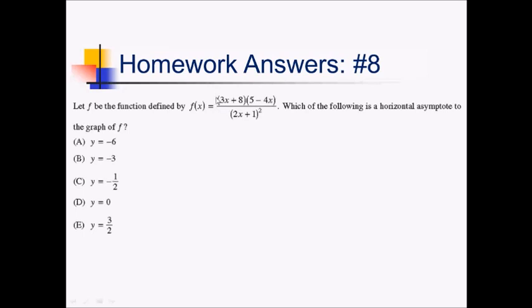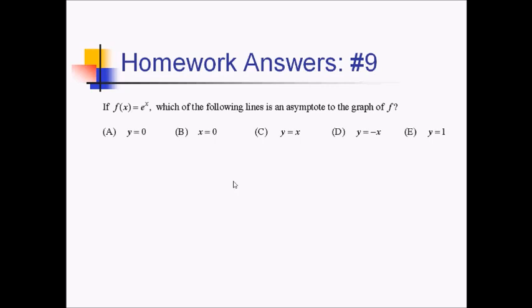Up top, the biggest term is going to be the 3x times the negative 4x, or negative 12x squared. On the bottom, we've got 2x times itself if we write this twice and multiply it out. So 4x squared on the bottom. So ignoring all the other terms and just looking at those two fastest growing terms, we can reduce this to negative 3, which gives us our horizontal asymptote, and that's going to be choice B.